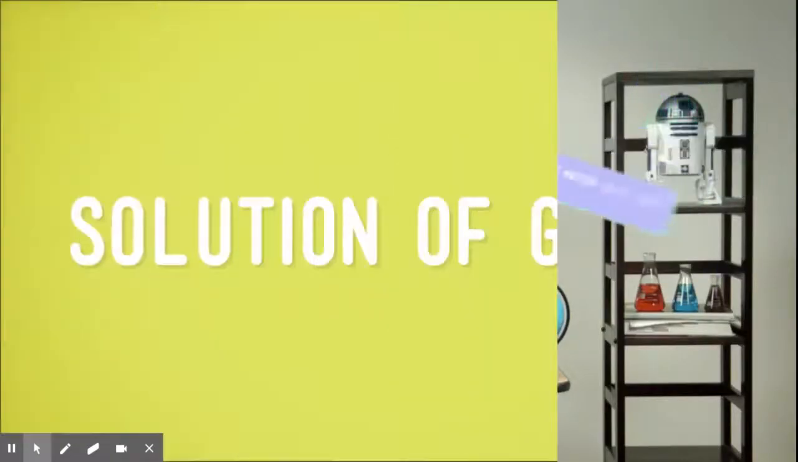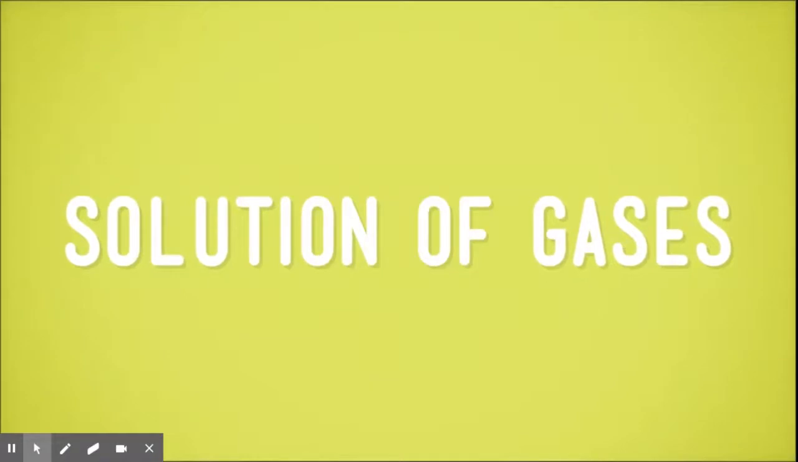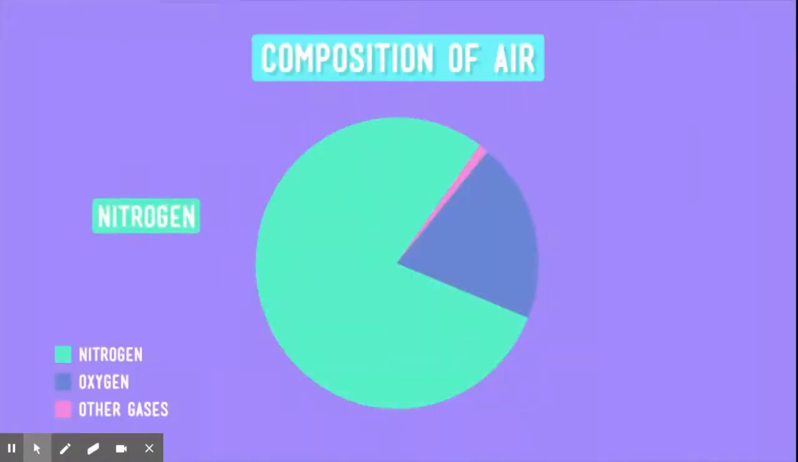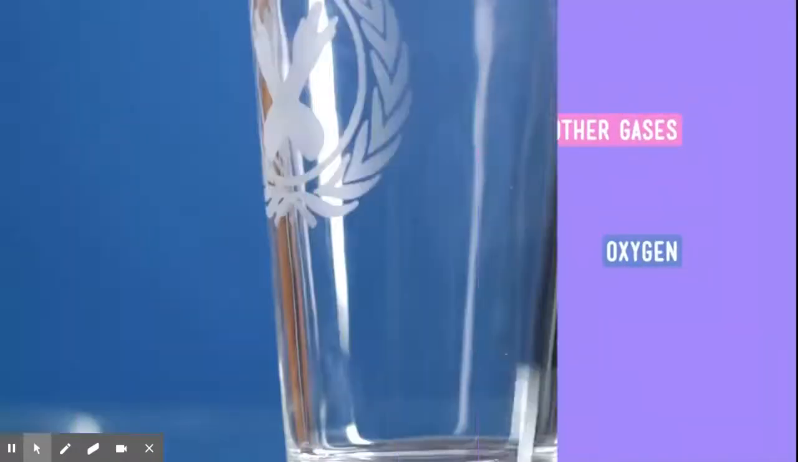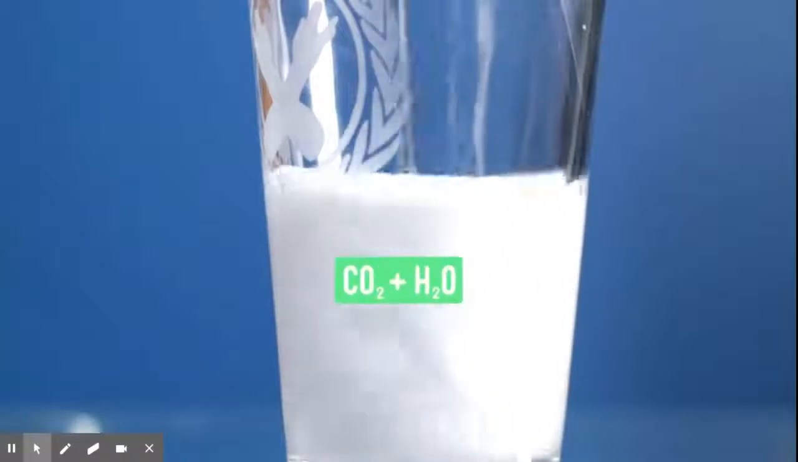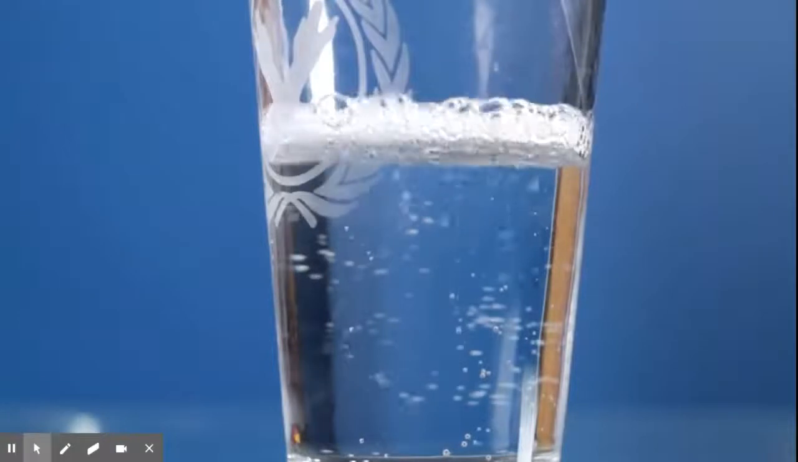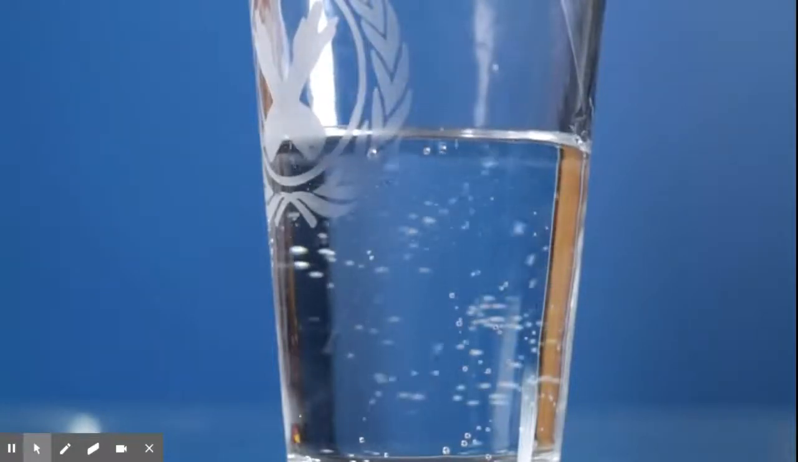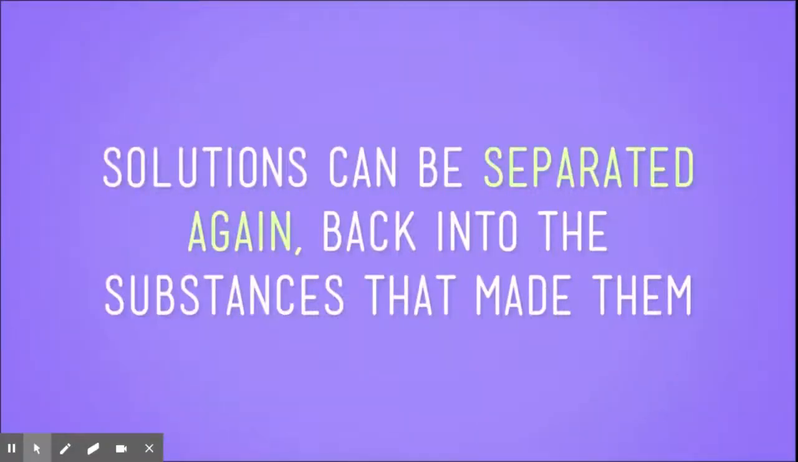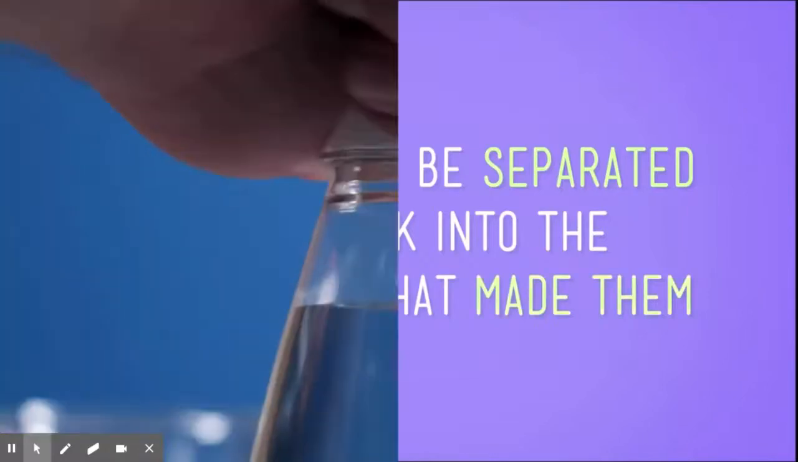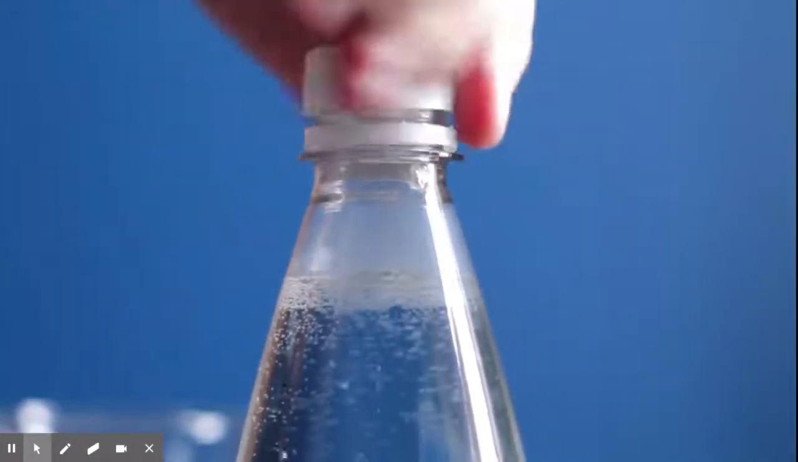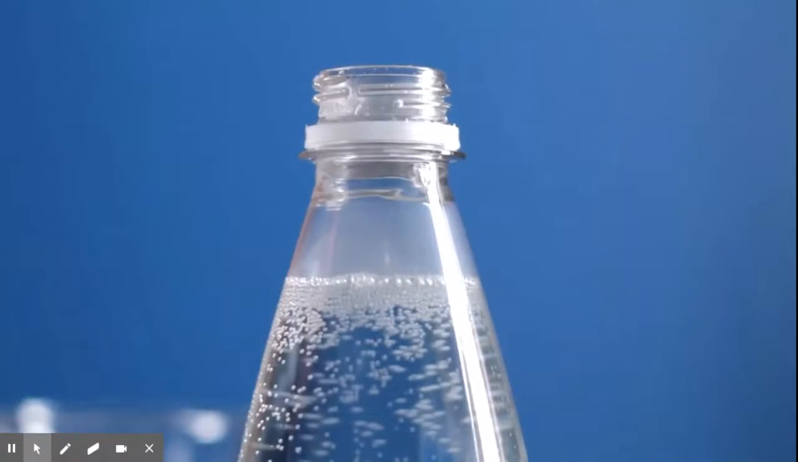Now, solutions can be made from types of matter that are in different states too. For example, the air that we breathe is made up of a solution of gases, mostly nitrogen, oxygen, and carbon dioxide. And soda water is really a solution of carbon dioxide gas and liquid water. But no matter what, and this is important, mixing things together in solutions does not make a whole new substance. Solutions can be separated again, back into the substances that made them. So, for example, if you leave the lid off a bottle of soda water, the carbon dioxide that's dissolved in the water will slowly float up to the top and bubble away.